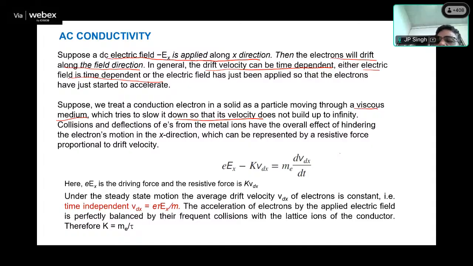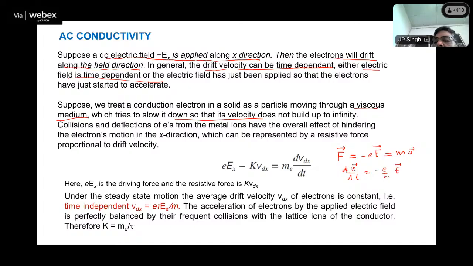You see, what I mean to say is, the electron is moving, so the force on the electron will be simply minus e times the electric field. Now, I can write the force as mass times acceleration. So what does it mean? I can also write dv by dt will be minus eE by m_e.